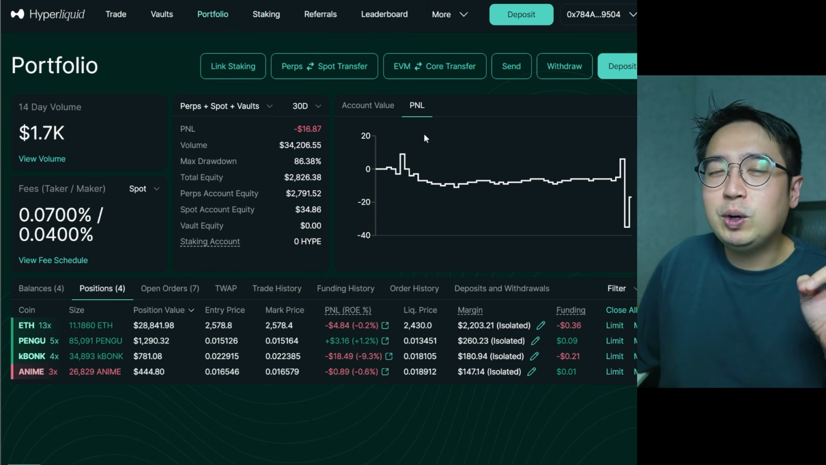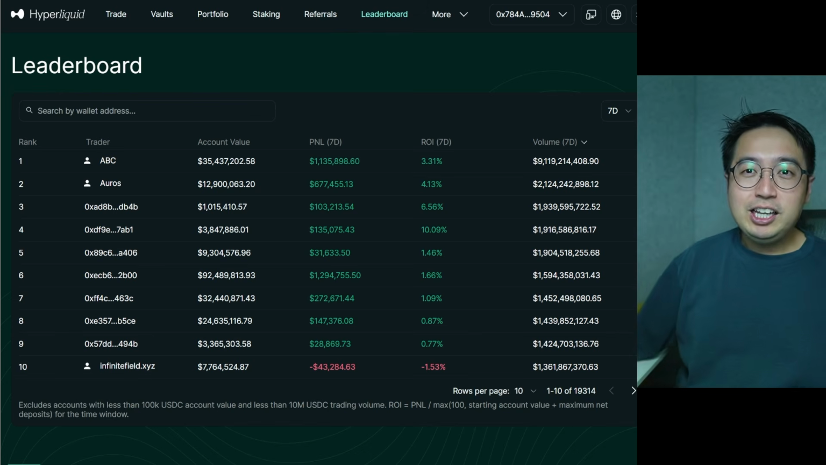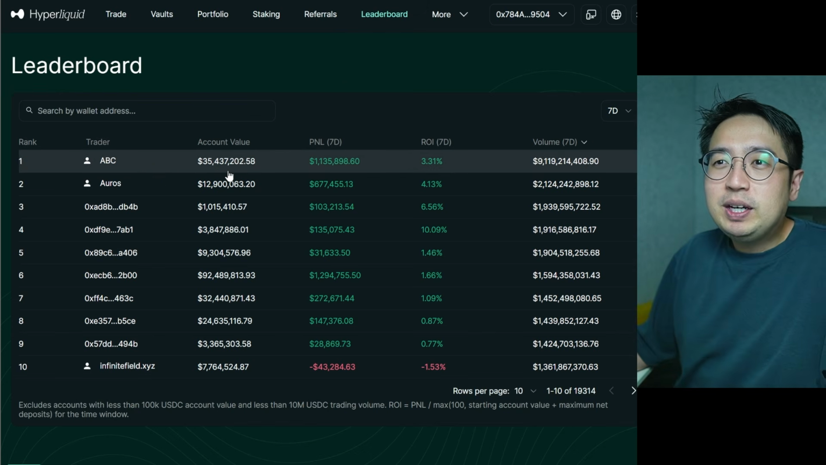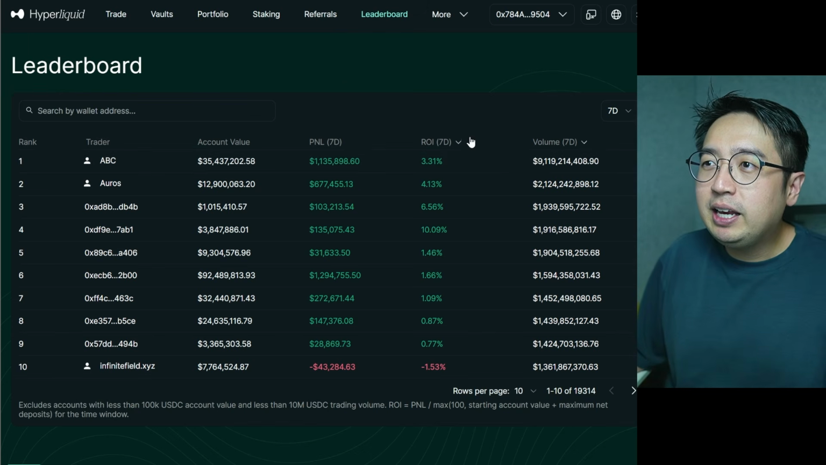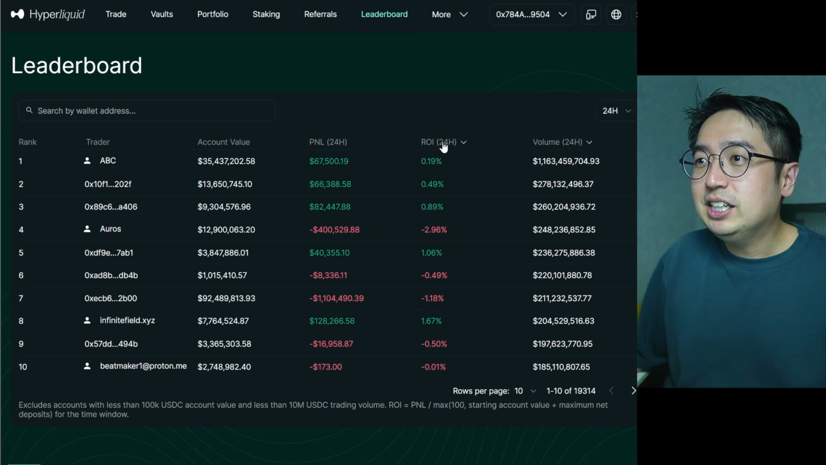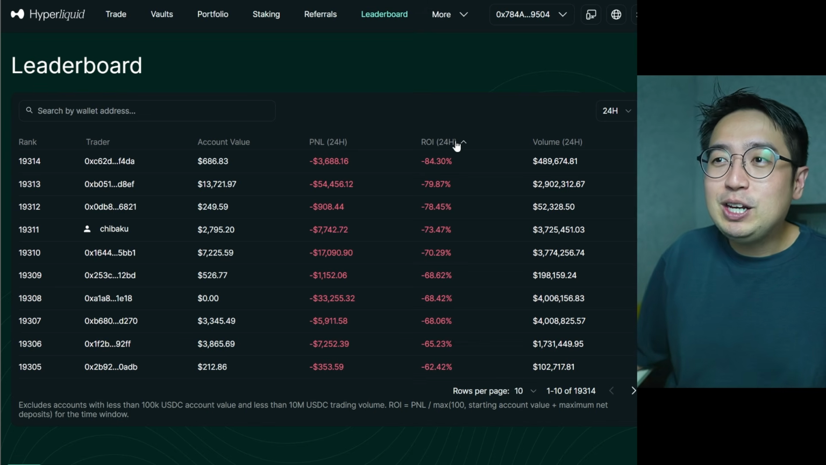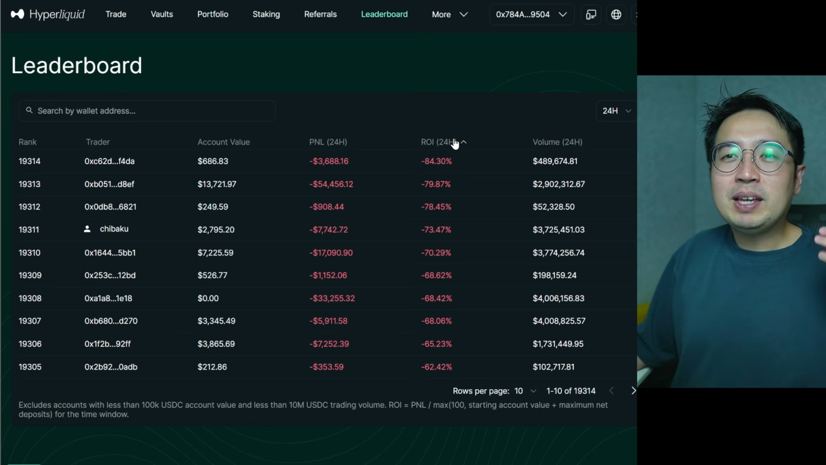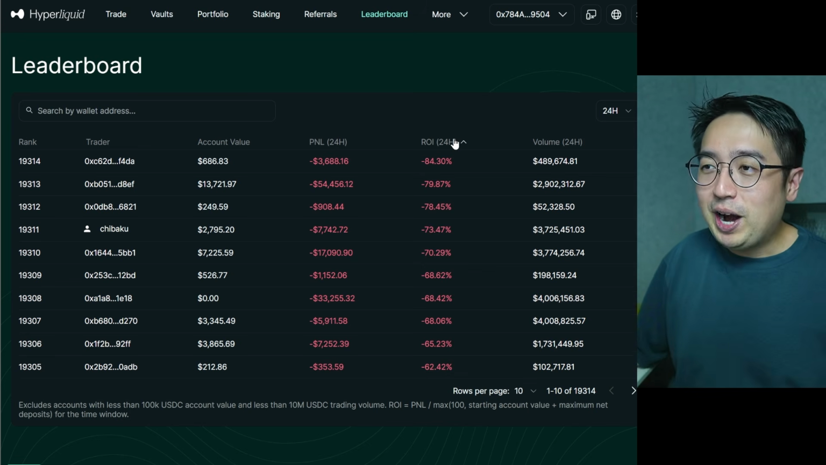So they focus on creating a good product. Leaderboard. So this is the leaderboard. We can see the account value, PNL, ROI, and the volume for the last 24 hours, 7 days, and 30 days. So we can find out who's making money, who's losing money in crypto. Since everything is on chain, it's all easily trackable.